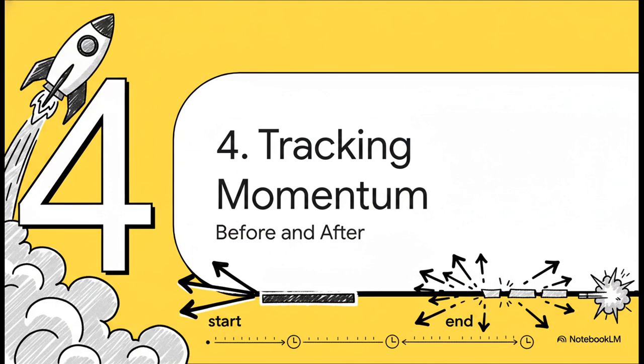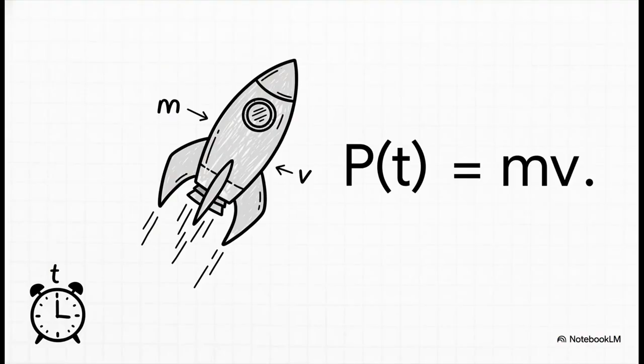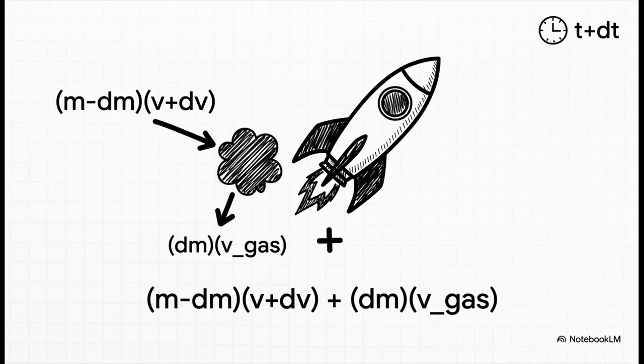Great. Now that we've carefully defined our system, we can actually write down the math for its total momentum. We'll look at the before picture at time t, and then the after picture at time t plus dt. At time t, the before, it's super straightforward. The total momentum of our system is just the rocket's mass times its velocity. Easy enough. Now for the after picture. This looks a little more complicated, but it's really just two pieces added together. First, we have the momentum of the rocket itself.